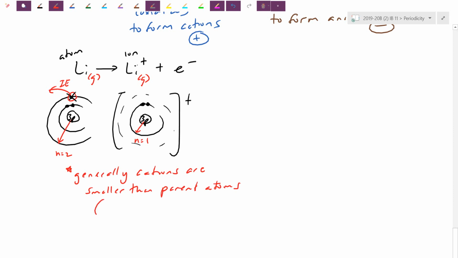In this example it is because we totally lost the shell. I don't have that electron anymore. There's no point drawing out to shell number 2. Lost the shell. Let's say I was beryllium instead. Let's say I had 2 electrons on the outermost shell.